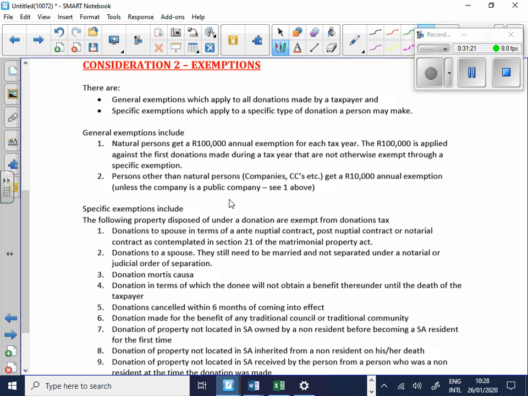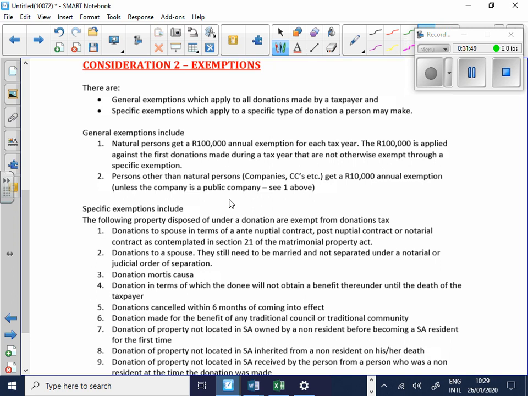If you're a natural person, you get 100,000 as an annual exemption. Is that all right? So I'd rather exempt it and then use the 100 for something else. For a company, you get a 10,000 annual exemption. Is that all right, guys? So there's 10,000 there. Now, specific exemptions include, number one, donations to spouses in terms of antenuptial or postnuptial contracts.